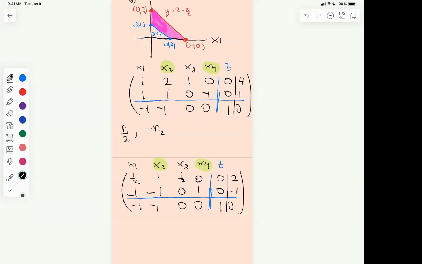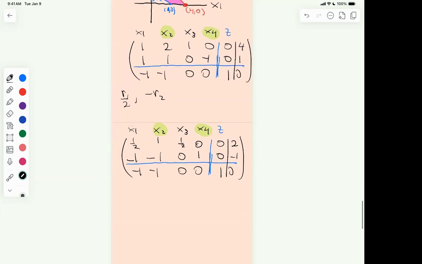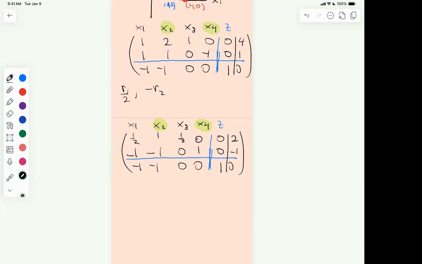Now this is looking closer to the identity, but let's focus on one column at a time. The rule is that you want only a single one in each column. This is already taken care of. Now I just have to use this one to make zeros everywhere else, and after that the presentation will be ready. So I have to do row 1 plus row 2 into row 2, and row 1 plus row 3 into row 3.